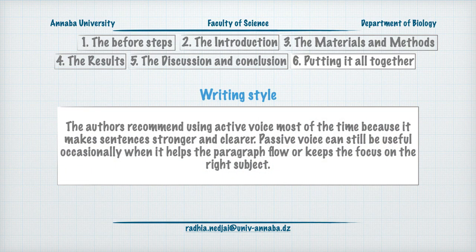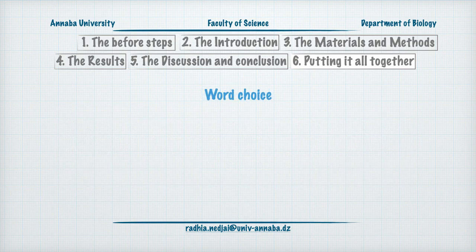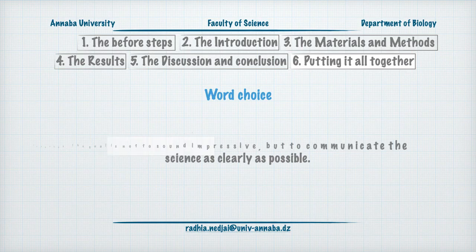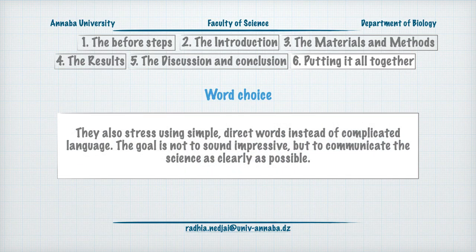In terms of writing style, it's generally recommended to use active voice, as it makes sentences clearer and more direct. However, the passive voice can still be useful in certain cases, especially when it improves the flow or keeps the focus on the right subject. Word choice is also very important. Writers should use simple and direct language rather than complex or overly technical expressions. The goal is not to sound impressive, but to communicate the science as clearly as possible.